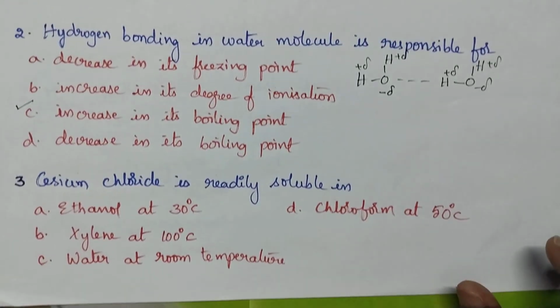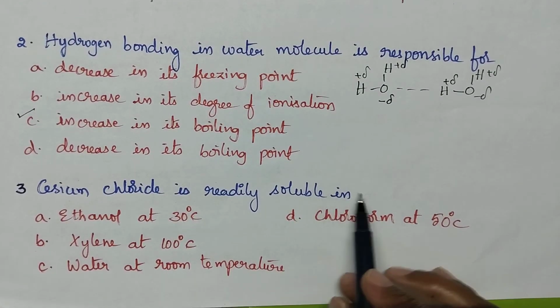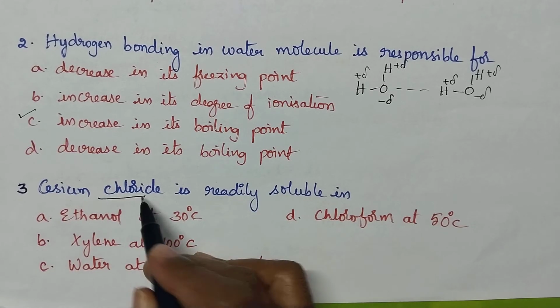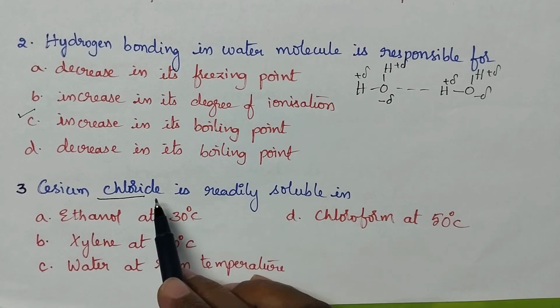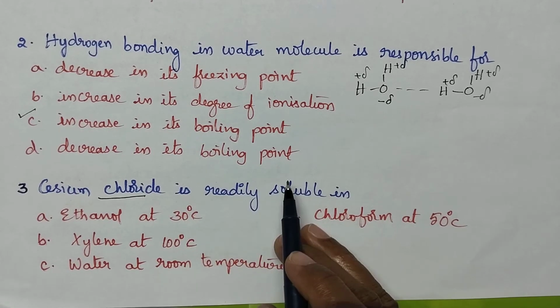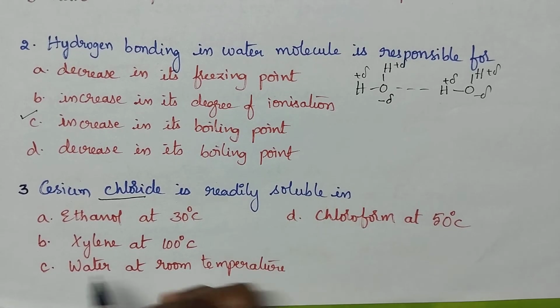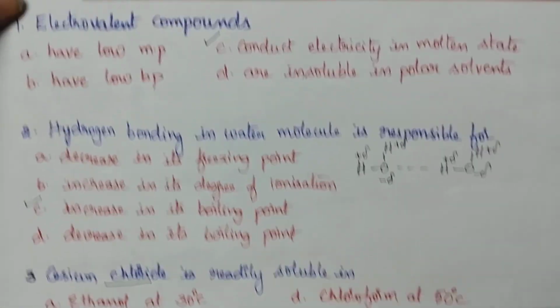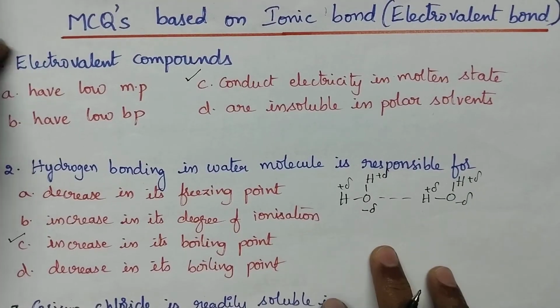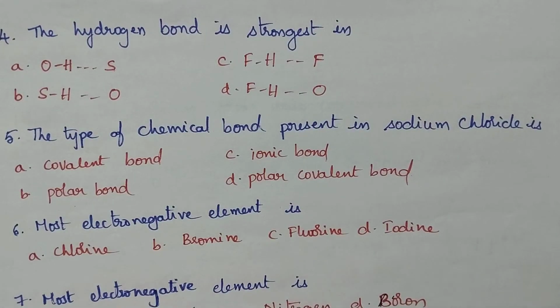Cesium chloride is readily soluble in. Cesium chloride is a good example for ionic bond. So it is an ionic compound which is polar in nature and hence it is soluble in water. So cesium chloride is readily soluble in water even at room temperature.